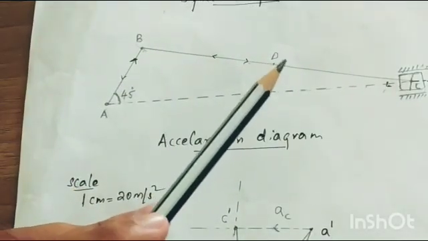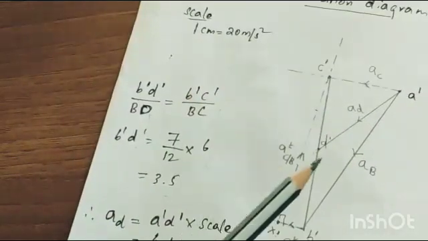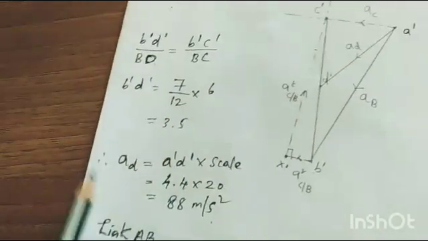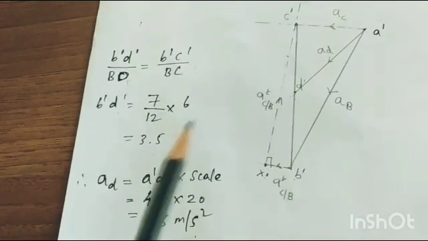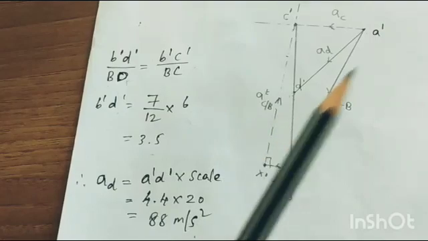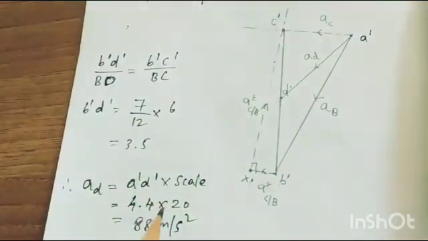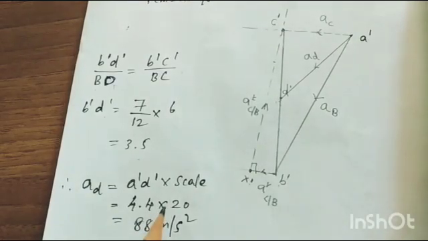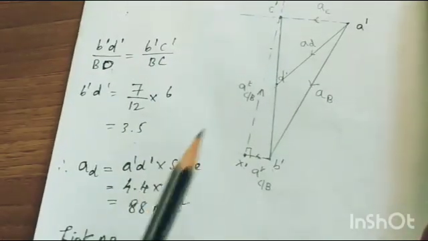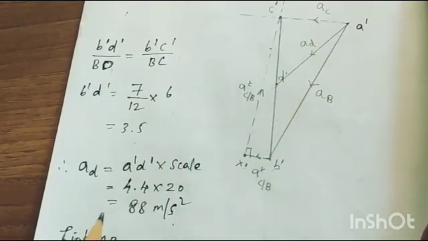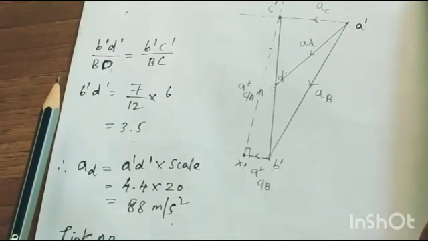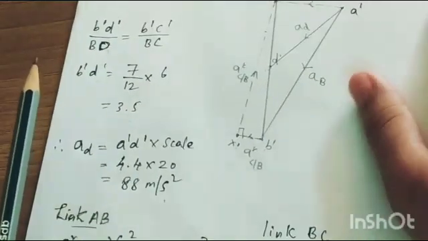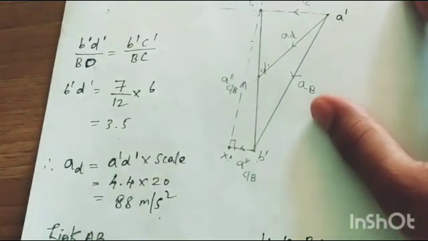Here, what is the value of acceleration? It is this length. So to find out AD, the acceleration of the midpoint D, it is equal to A dash D dash. This value we get from the diagram, and you have to convert it using the scale. Since we divided by 20, we multiply by 20. 4.4 is the measurement of this one, and that into 20 gives 88 meter per second square. So that is the acceleration of the midpoint of the connecting rod.